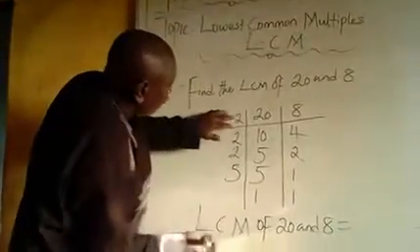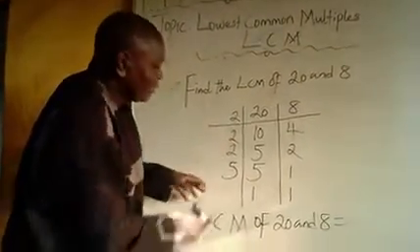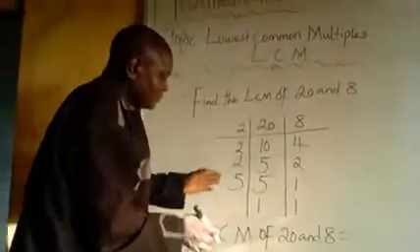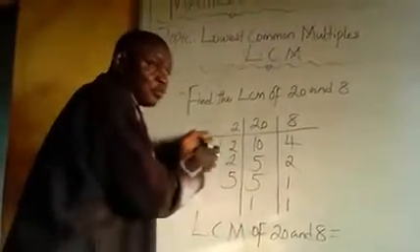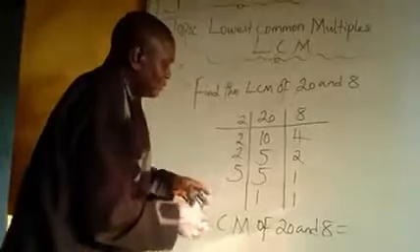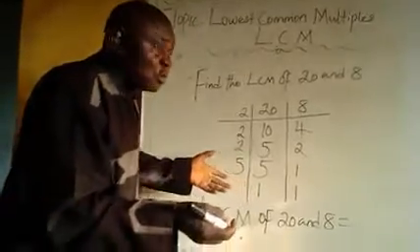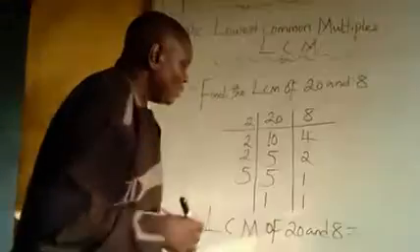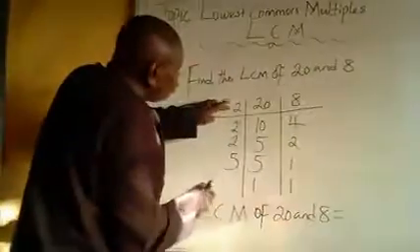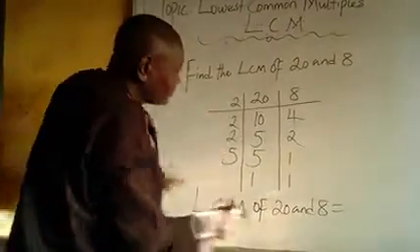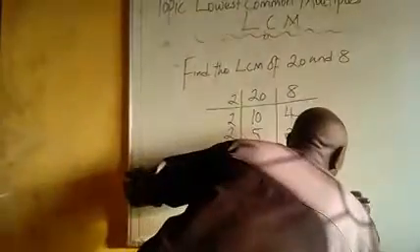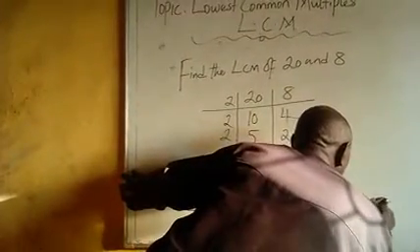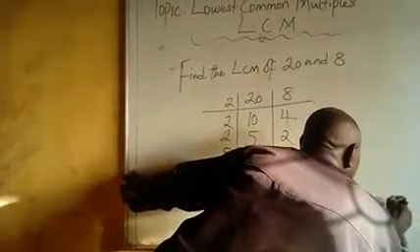How many 2's? 1, 2, 3. We have 3 2's. We have 2 in 3 places. How many 5's do we have here? We have only 1. You write them: 2 times 2 times 2 times 5.